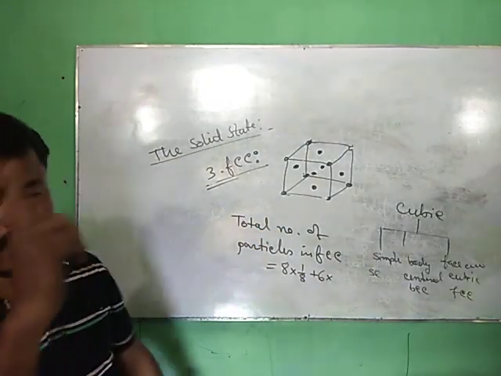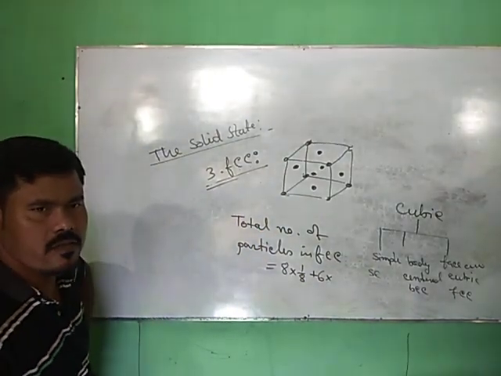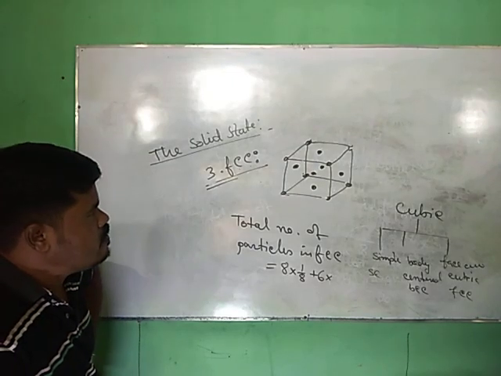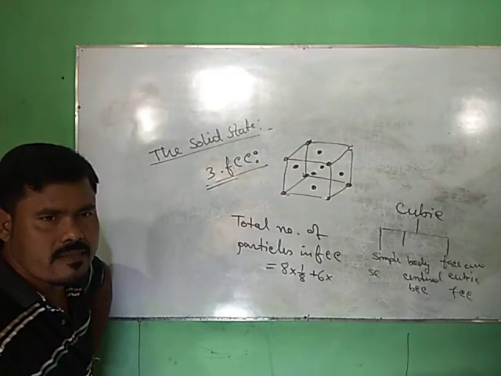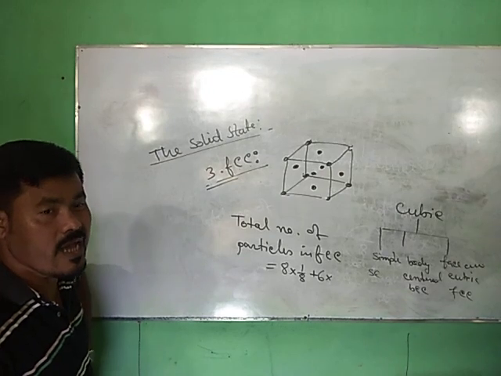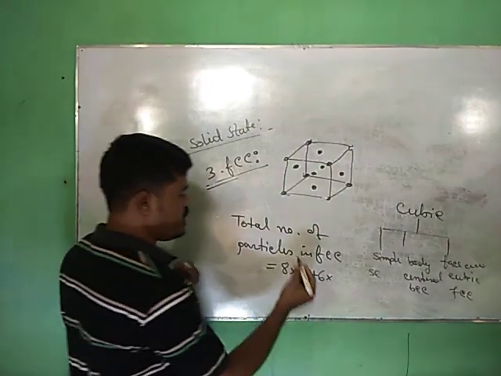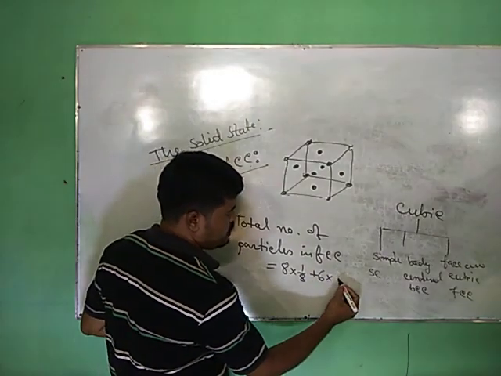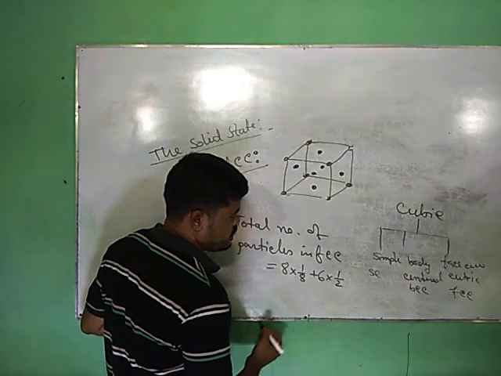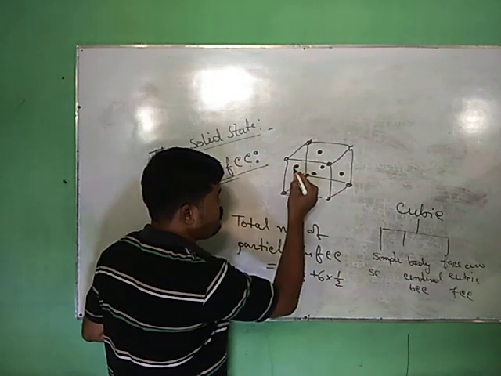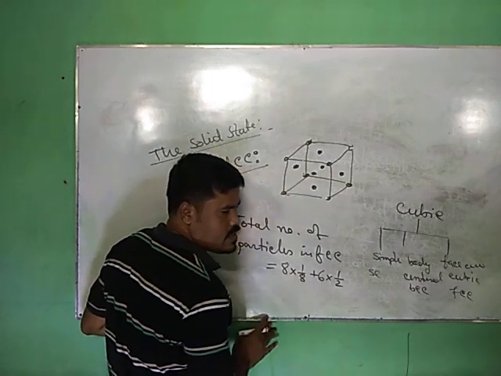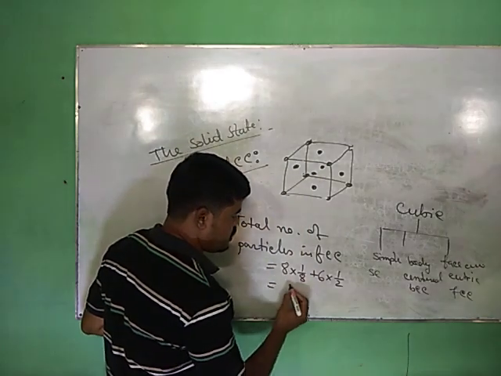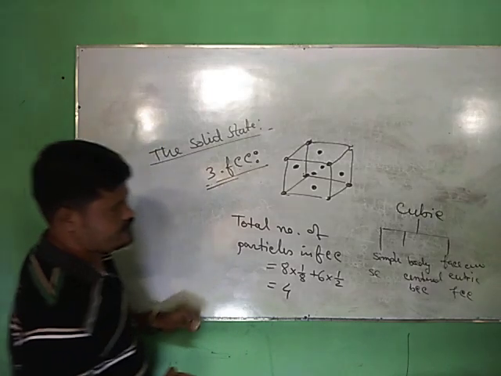So the contribution of particles from the center of a face to one unit cell is what? Half. Okay. So there are six faces. From each face we are getting half a particle, since the center of a face is shared by two unit cells in a crystalline solid. So the total number of particles will be 4.